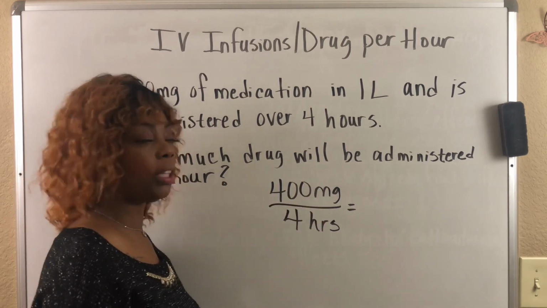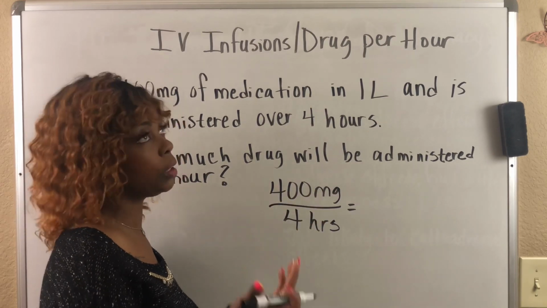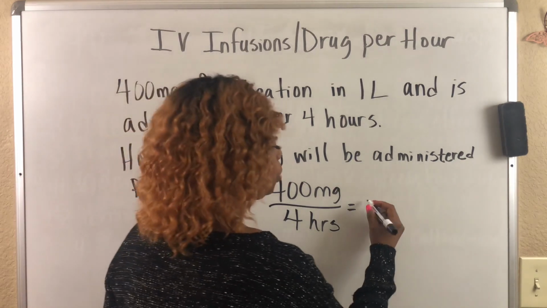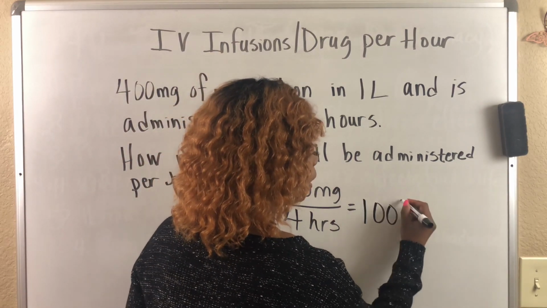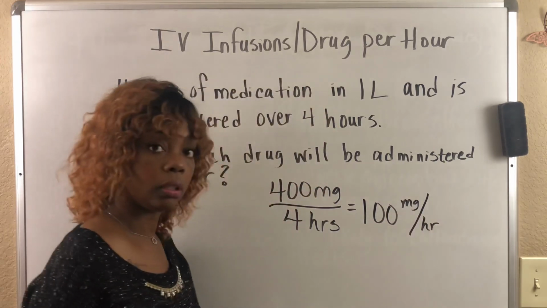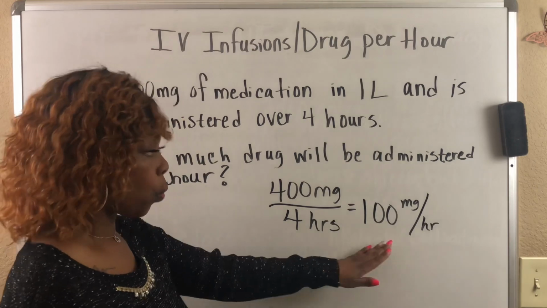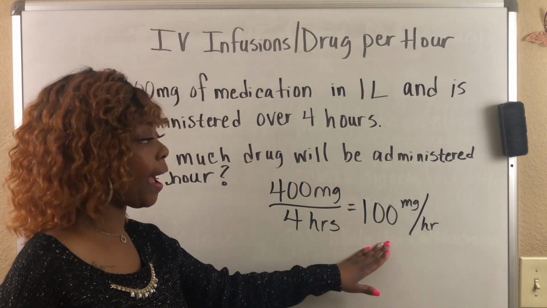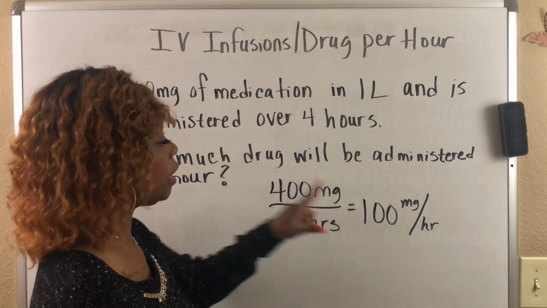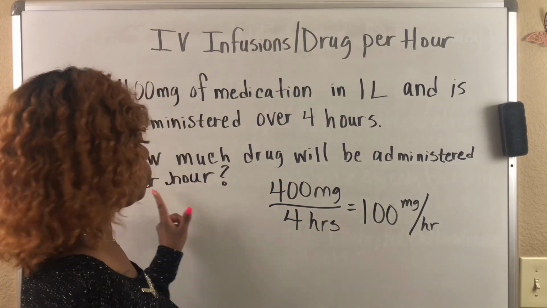So in your calculator, if you will, put 400, not milligrams, put 400 divided by 4. That is going to give you 100 milligrams per hour. All right? 100 milligrams per hour. Okay? Because that's what the question was asking: how much drug, now we know, will be administered per hour.